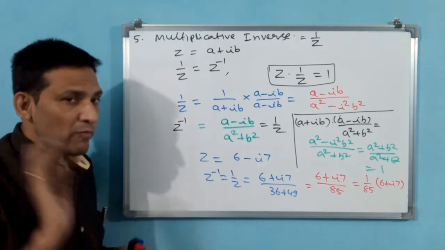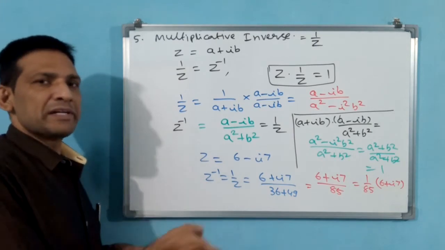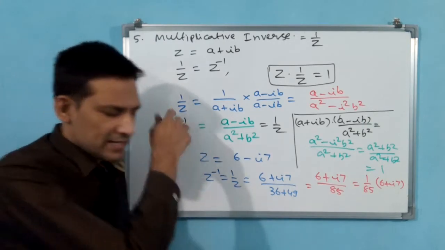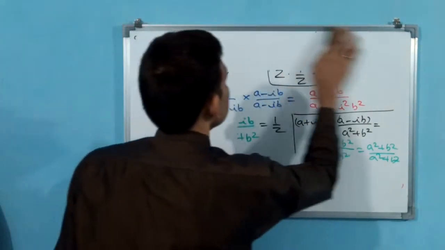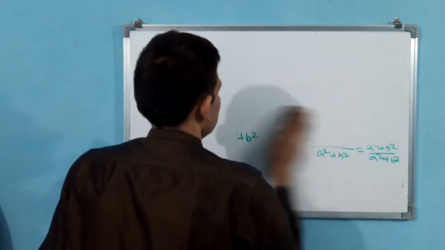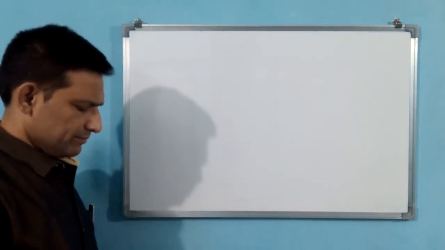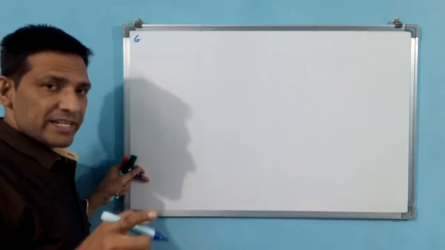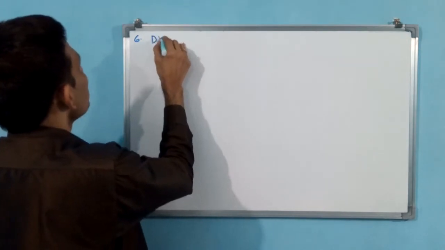Okay. See, one more property now comes into the picture after studying both addition and multiplication. What is that property? Distributive law. Let us write distributive law. You can say this as the sixth property. But this property you are going to read only after studying both addition and multiplication. Distributive law.